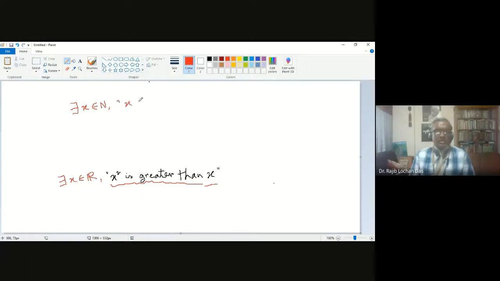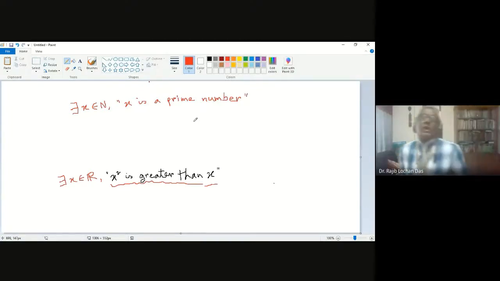X is a prime number. So what do you say? Are all numbers in the natural numbers prime numbers? No, sir. This is only some of the numbers. So how many? 2, 3, 5 or 17 or 100 does not matter. If not every one, you will think existential. That's it.